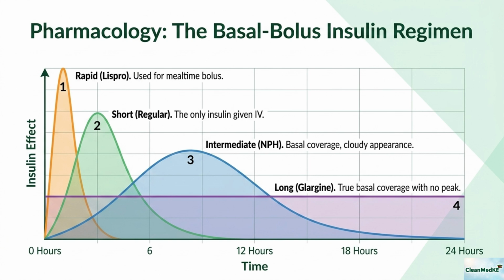When lifestyle changes aren't enough, we turn to pharmacology. The basal bolus insulin regimen mimics natural physiology. Rapid-acting insulin, like Lispro, is taken as a mealtime bolus. Short-acting regular insulin is the only one given intravenously. Intermediate NPH is cloudy and provides basal coverage, while long-acting glargine is peakless, providing steady 24-hour basal coverage.